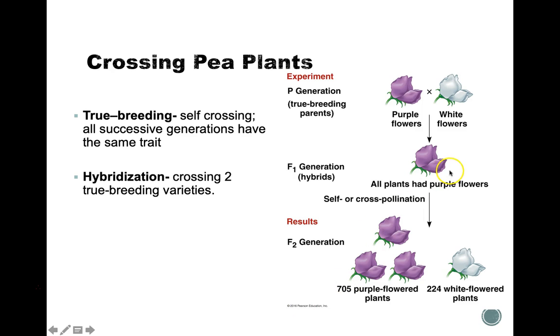Now it's important to note here that in the F1 generation, all he got was purple flowers. So I said that the only thing the white flower could pass on was that white allele, but then that white allele disappeared in that generation. Now that's important for understanding what's going on. Down here in the F2 generation, we see there's still purple plants, but we've gotten back that white flower.